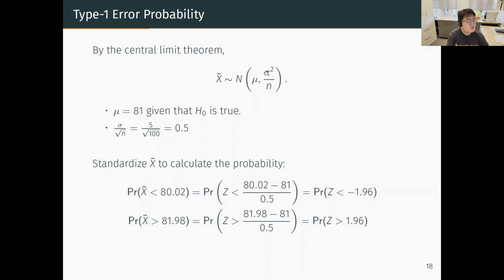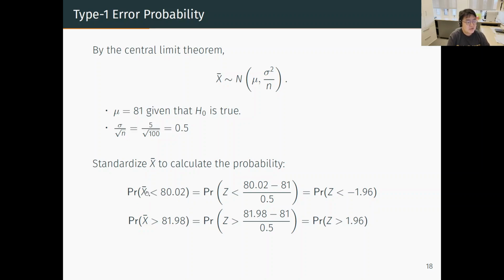And the standard deviation was assumed to be 5, and sample size was 100. So this is also known. So you know the parameters for the distribution of sample average. Okay? Now, using those parameters, you need to calculate those probabilities by standardizing the probabilities.